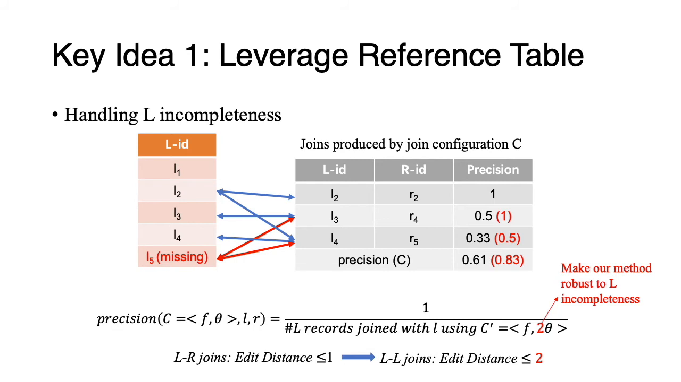Intuitively, using the double distance threshold can join more LL pairs, which makes our method more robust to incompleteness of the L table. In our paper, we provide more explanation of using double distance with geometric interpretation and triangular inequality. It is also shown empirically from our experiments that using double distance indeed makes our method more robust.